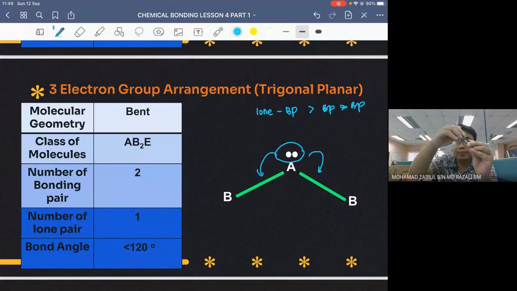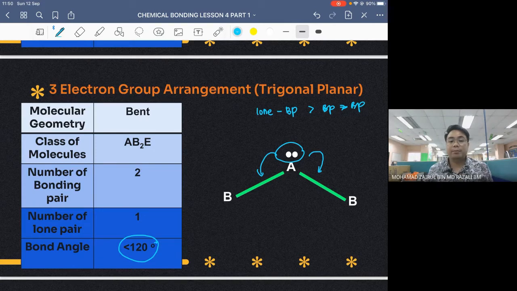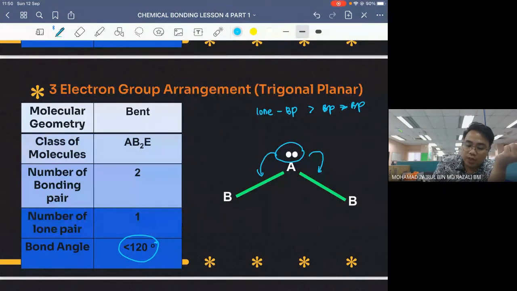So that's why, if you have a molecule with two bonding pairs and one lone pair, the electron group arrangement is trigonal planar. But because of the lone pair, and because lone pair repulsion is quite strong compared to bonding pair, it will push the bond angle between the bonding pairs a little, so the bond angle will be lower than 120 degrees. And if you have two bonding pairs and one lone pair on the central atom, the shape we call bent, or sometimes people call it a V shape.